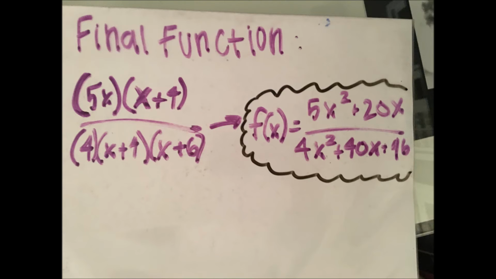Okay, so then the last thing you have to do is just multiply everything out, and when you multiply everything out, you get the final function to be 5x squared plus 20x over 4x squared plus 40x plus 96.